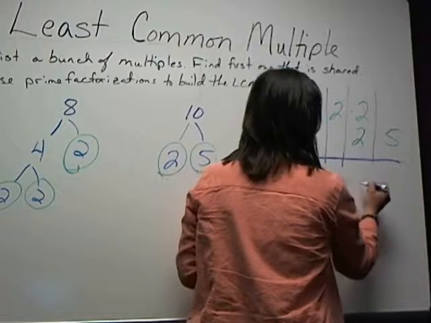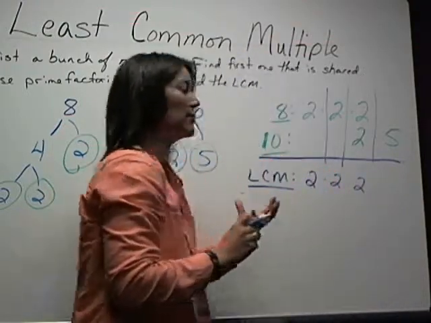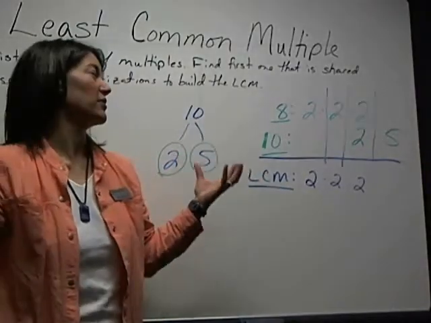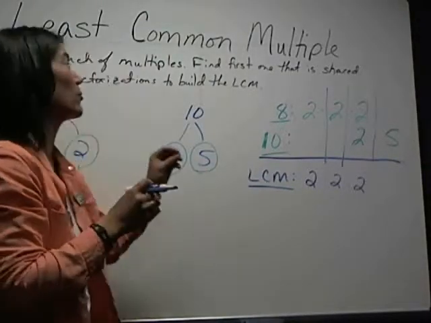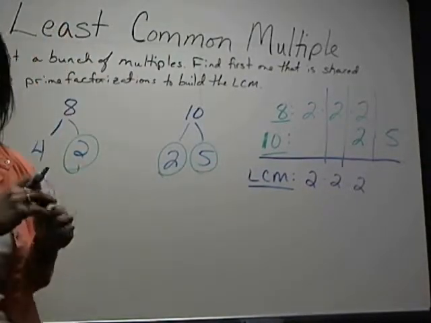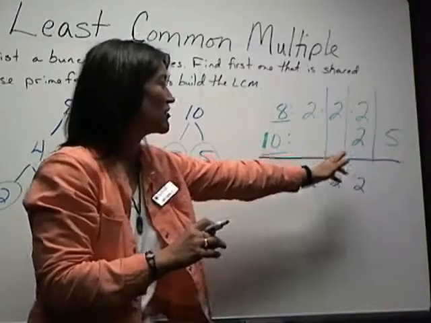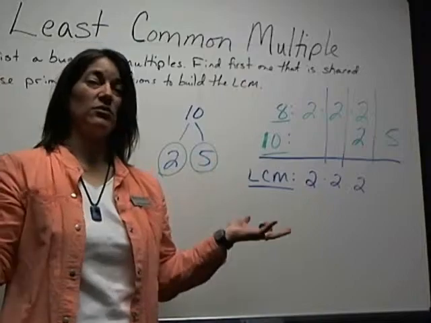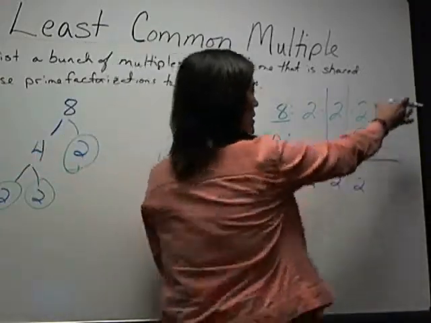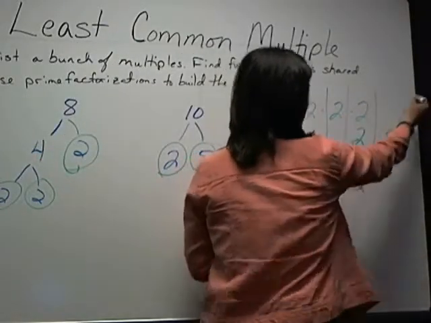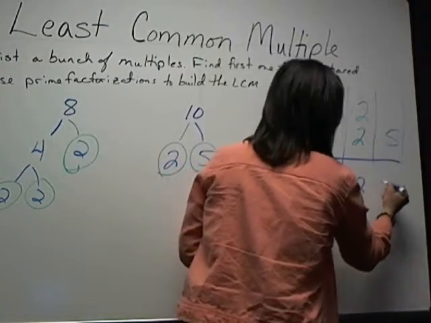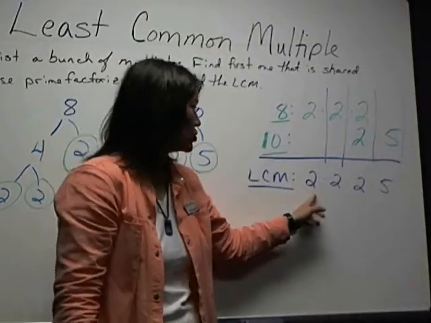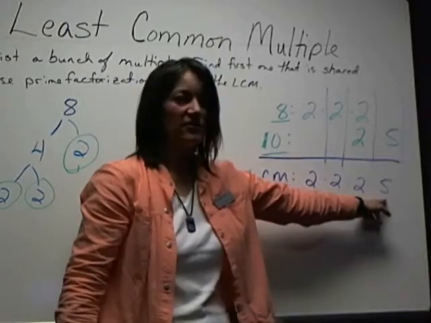Okay? This is what's restraining us from getting the largest possible number out there. We want the smallest. Remember, we want the least common multiple. So they both share a factor of 2, so we don't want to repeat it because that would get us a number that's too big. But every column has to be accounted for. So here's a column with a 5, so I need to bring that down. So my LCM is going to be 2 times 2 times 2 times 5.